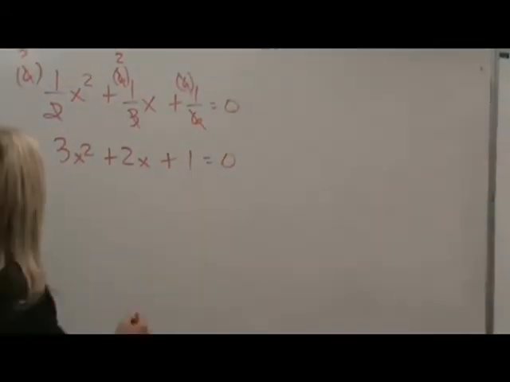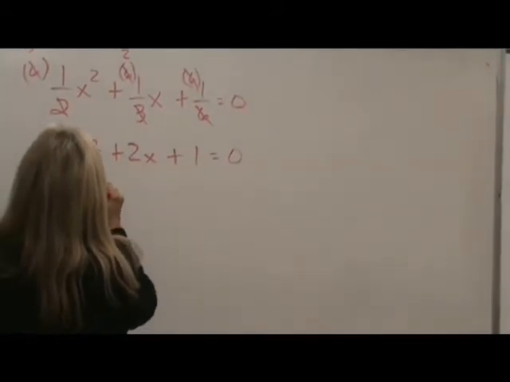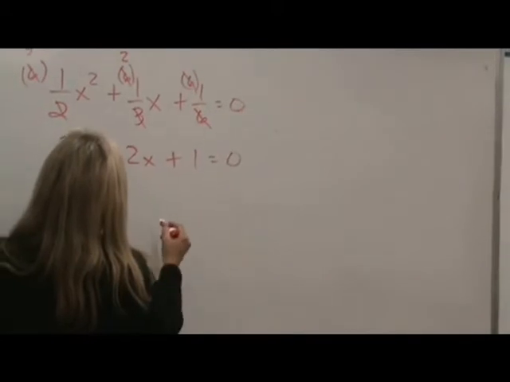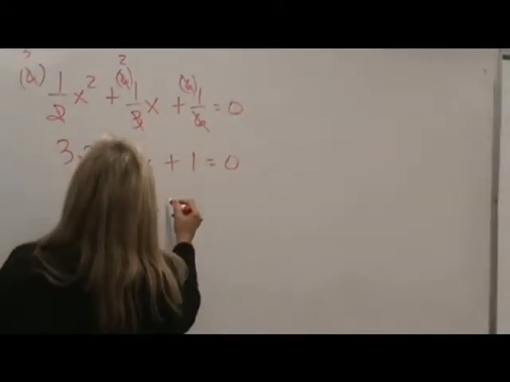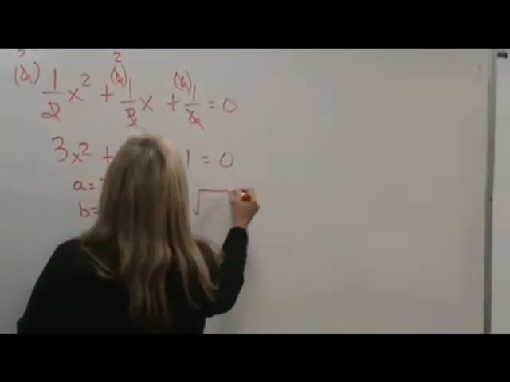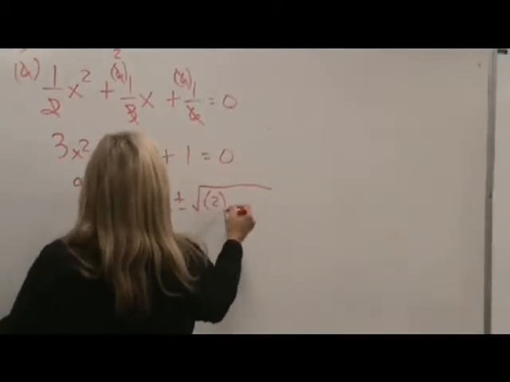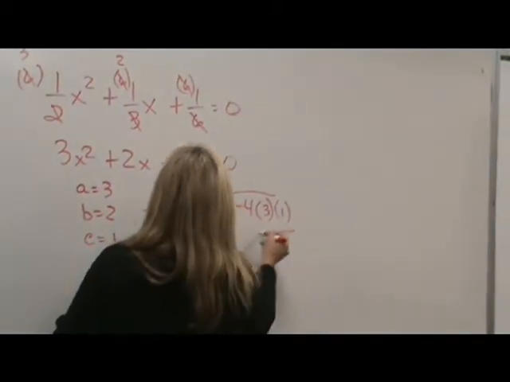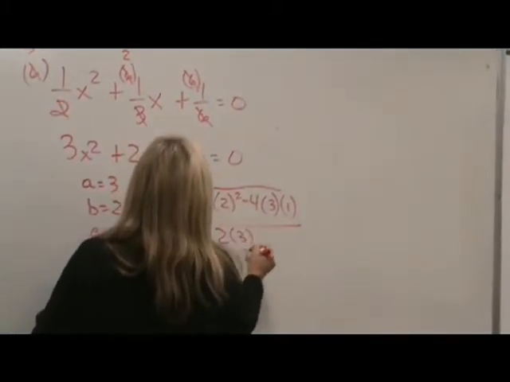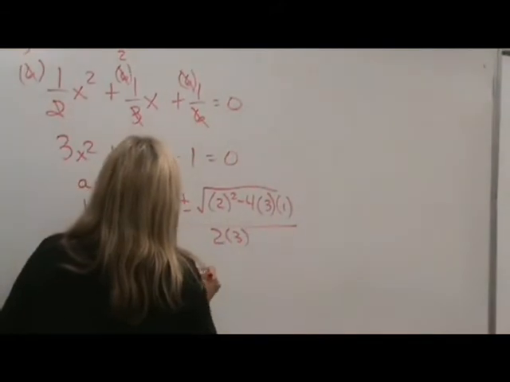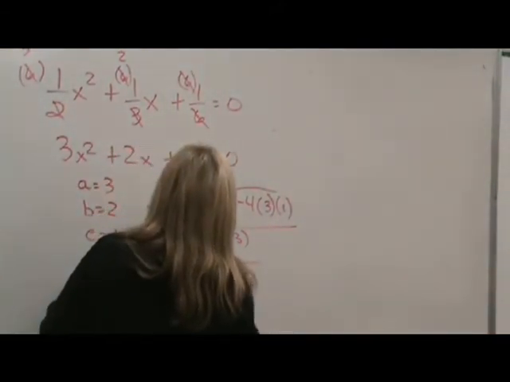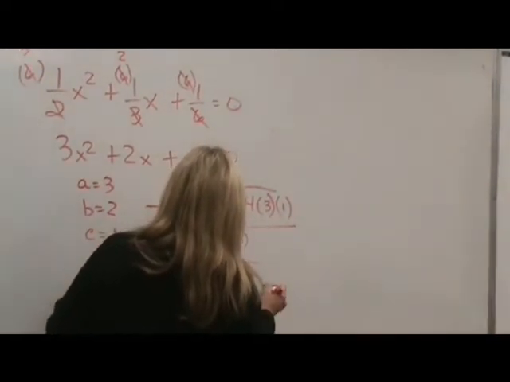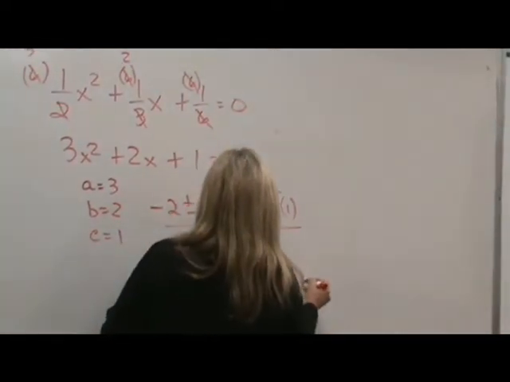So that's what you want to use. So we have a is 3, b is 2, and c is 1. So we have -2 plus or minus the square root of 2 squared minus 4ac over 2 times 3. We have -2 plus or minus the square root of 4 minus 12 over 6.